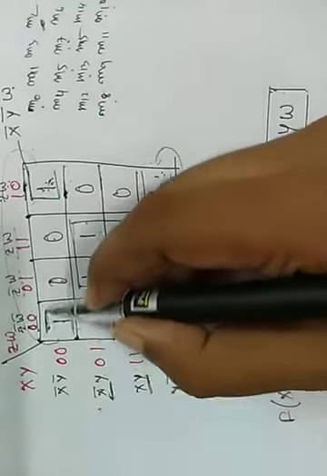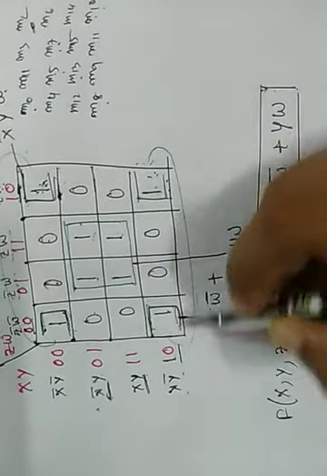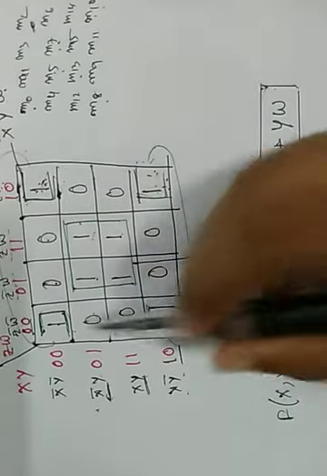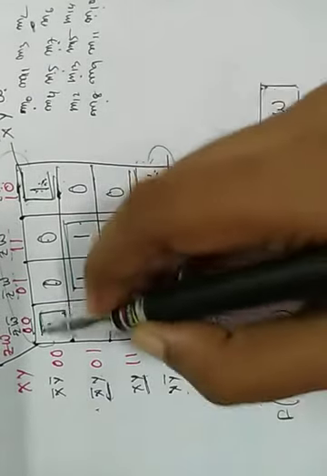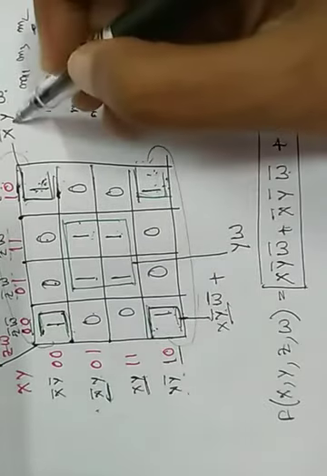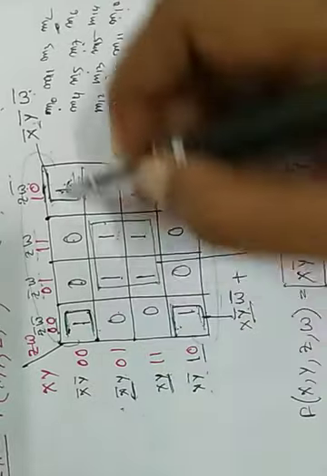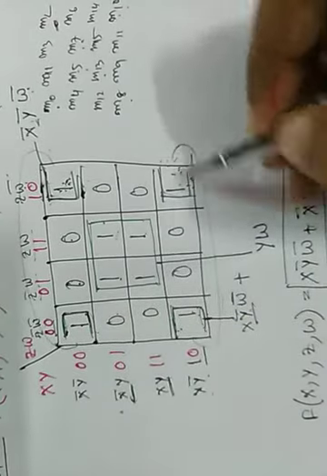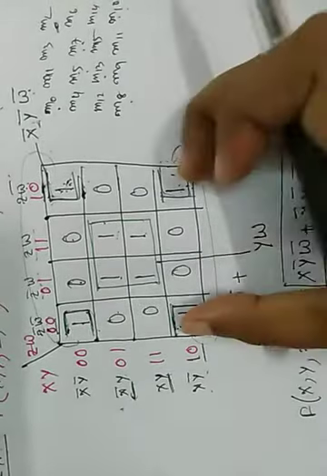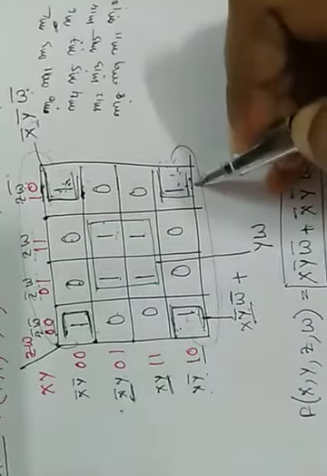Now if we take these four ones in a single group, because in this example I am not taking these four ones in a single group, I am taking two ones in a group, that's why we get this and this value. So if we take these four ones in a single group, there exist two rows and two columns for these four ones.